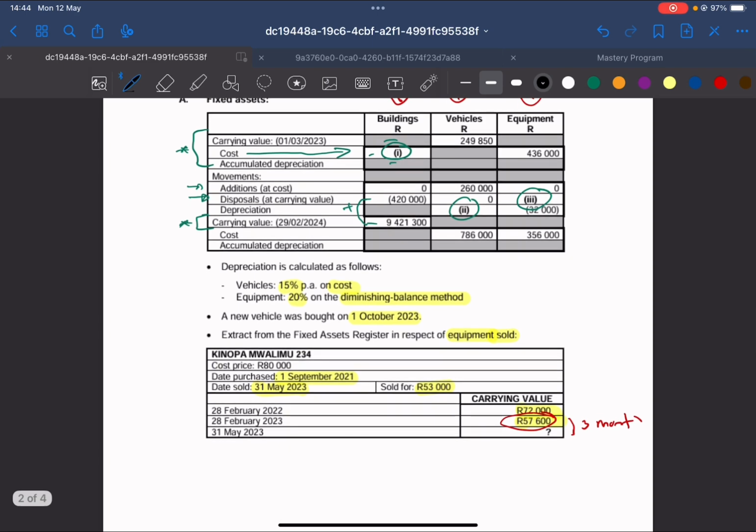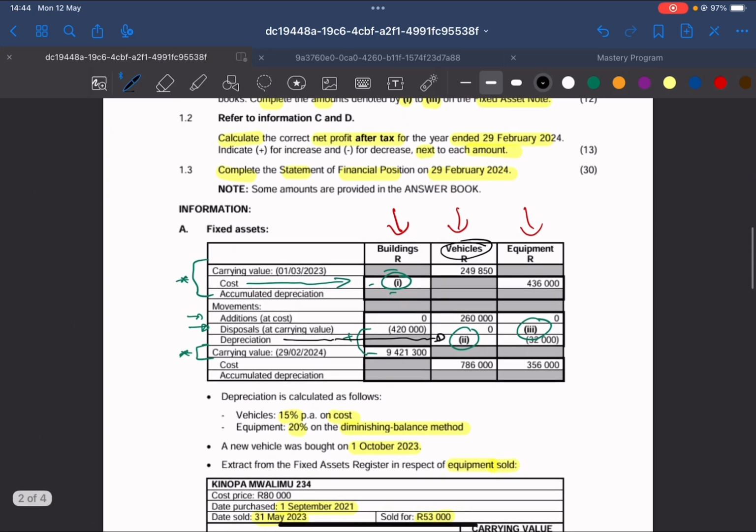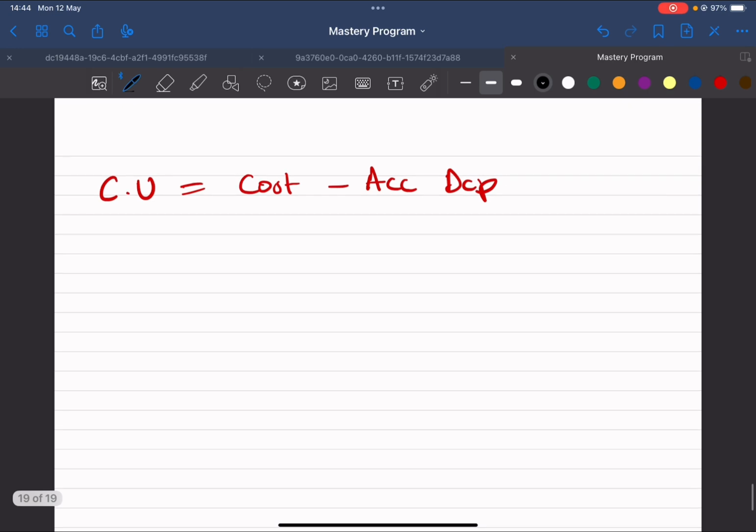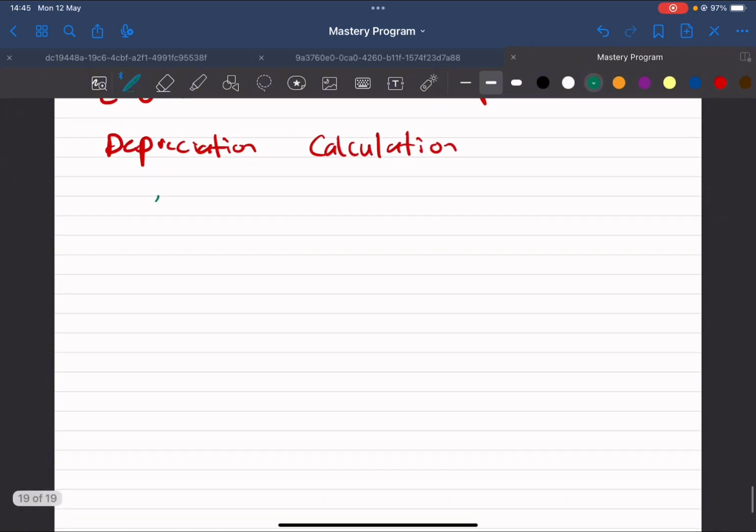So Roman figure 2, we have to calculate the depreciation of vehicles for the year 2024, right? And let me give you a trick. Whenever you're calculating depreciation, I want you to write this down before you even start calculating, because it's going to guide you. I want you to write SUN.